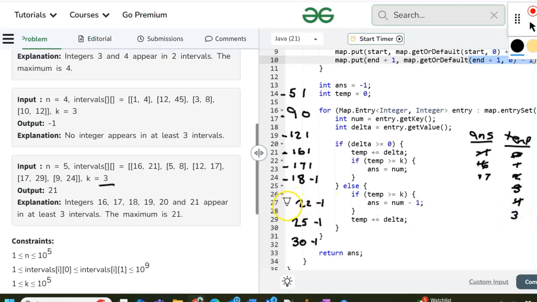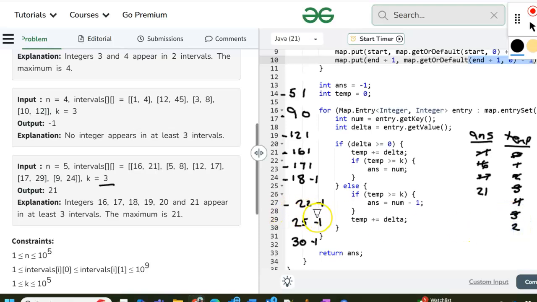All right, next number, 22. If delta is greater than or equal to 0, it is not. We're down here at the else. If temp is greater than or equal to k, which it is, answer equals num minus 1. Num is 22, so num minus 1. So answer is going to be 21, right? And temp, add the delta, which is negative 1. This is now at 2.